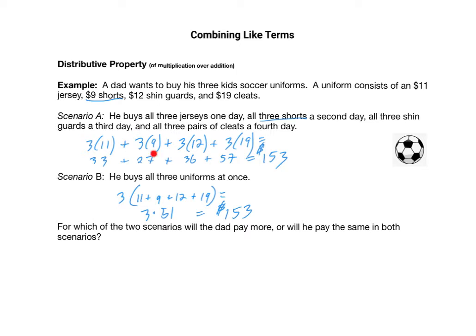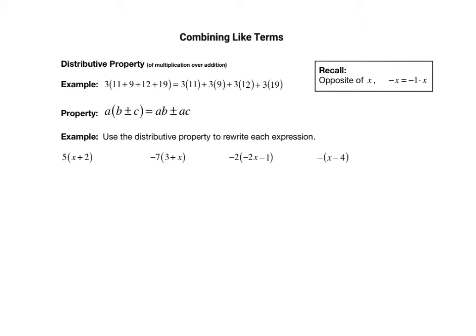Let's look at these two computations more closely on the next screen. In scenario A, we had this computation. In scenario B, we had this computation. And we saw that they were both 153. So this was equal to this expression. Notice that that's essentially the same thing as doing the 3 times the 11, which gives us this piece here, the 3 times the 9, which gives us this piece here, the 3 times the 12, which gives us this piece here, and the 3 times the 19, which gives us this piece here. And notice these were all added together, so these are still all added together.